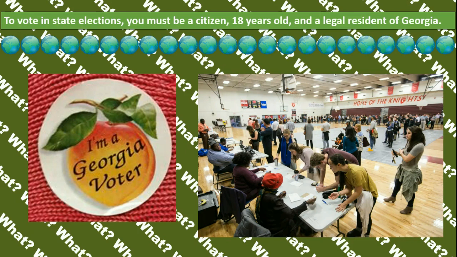This is determined by voter identification cards, which can be obtained at the DMV when getting a driver's license, or by downloading a voter registration form online at the Georgia Secretary of State's website. Number 4, voters cannot be currently serving time in jail for felony offenses. And finally, number 5, voters cannot be ruled mentally incompetent.